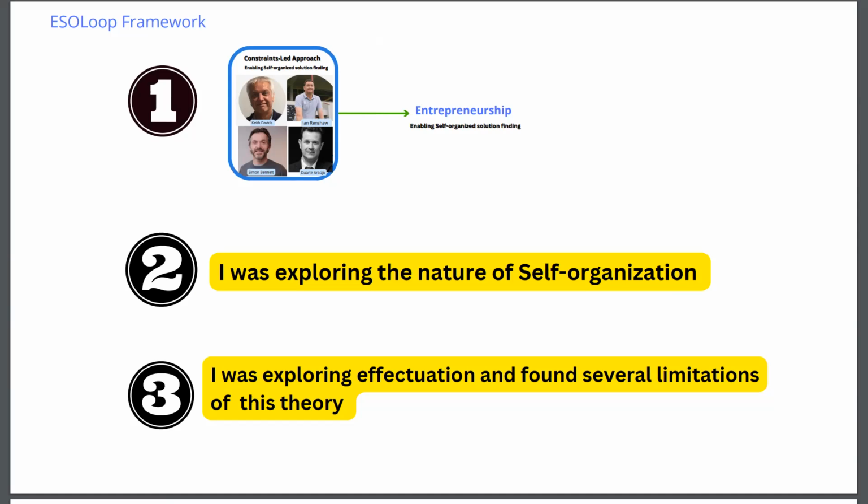Secondly, I was exploring the nature of self-organization because I thought self-organization is a ubiquitous feature in open complex adaptive systems. I was simultaneously exploring theoretical foundations of self-organization. I also got exposed to approaches like guided self-organization, synergetics, etc., which are matured applied complexity and applied self-organization approaches. Thirdly, I was exploring effectuation theory. I was very much impressed by effectuation theory, but the problem was that because of my curiosity, I started to explore this approach and found several limitations in this theory.